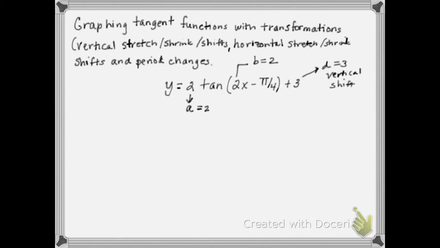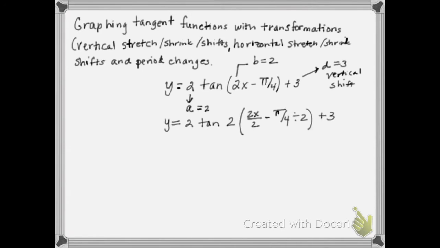And I need to find my horizontal shift. So remember, I need to factor this so I'll know what the horizontal shift is. I'm actually going to work this out so you'll know what I'm doing. I'm going to pull a 2 out in front of that x. What you're really doing is taking the 2 and dividing each term. So I have 2x divided by 2, minus pi over 4 divided by 2, and then plus the 3.